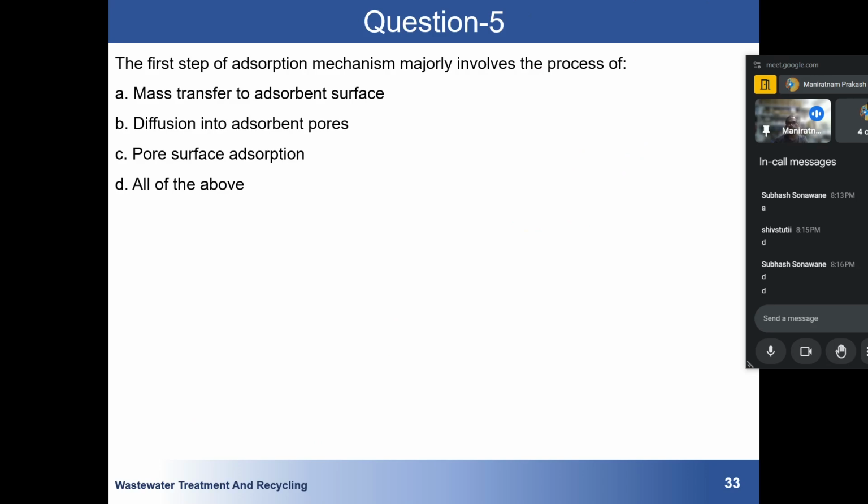The first step of the adsorption mechanism majorly involves the process of what? I have not discussed the mechanism of adsorption in detail. But I have said one thing: there will be some solid, and dissolved ions will get attached to its surface, and this process is called adsorption. But there should be some mechanism, sir, how this transfer happens. For this question, if you are not able to answer, the answer is mass transfer, but you can look into great detail in the book which I have suggested.